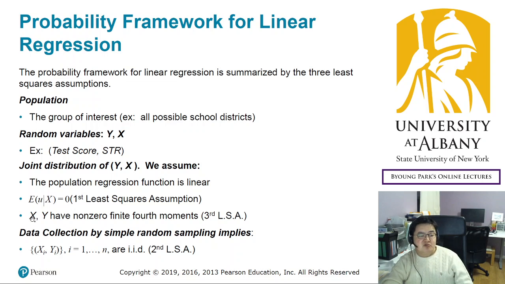The third assumption we need is non-zero finite fourth moment, which means there are not too many outliers. If x and y have too many outliers, it causes problems. Or if the distributions of x and y have tails that are too thick, then it has problems. And finally, the IID assumption, which is very important and a very fundamental assumption. Under those assumptions, this is the statistical setup under which we can study the sampling distribution.